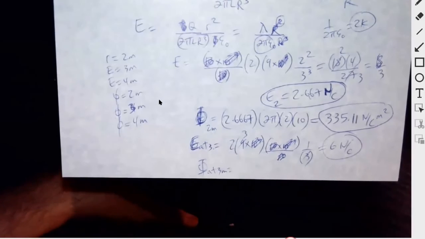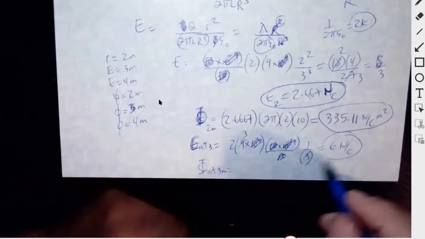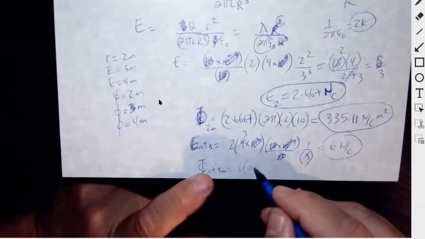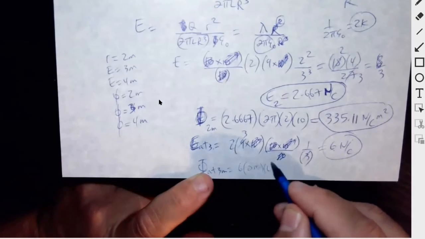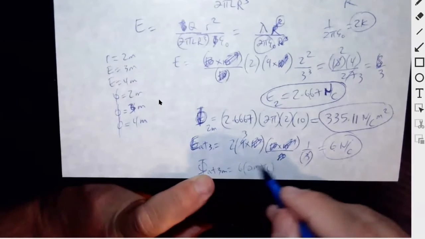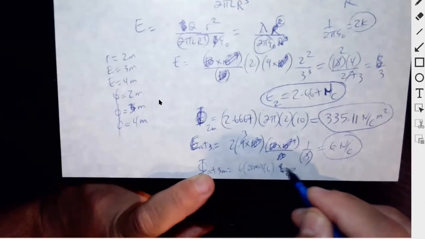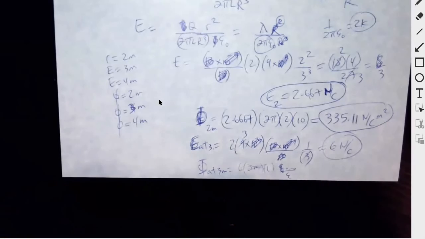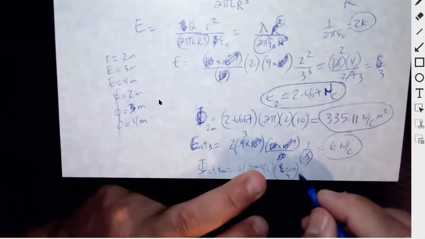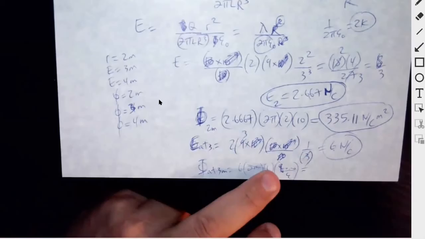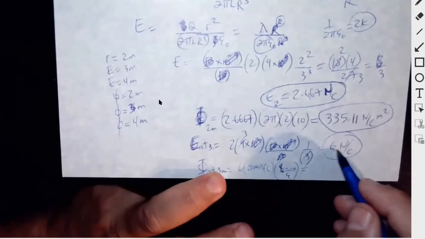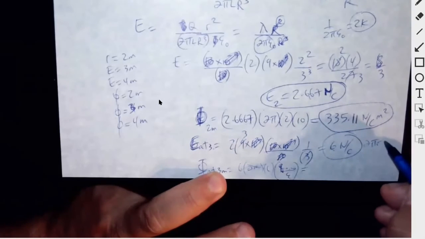Okay. Now, what should the flux be? There's 2 ways I can do that. I can do 6 times 2 pi RL, or I could just simply do Q enclosed over E0. I'm feeling a little lazier, so I'll just do the Q enclosed over E0.